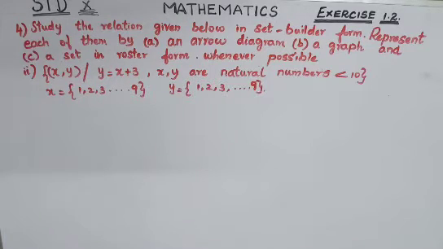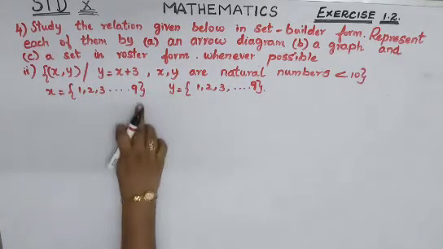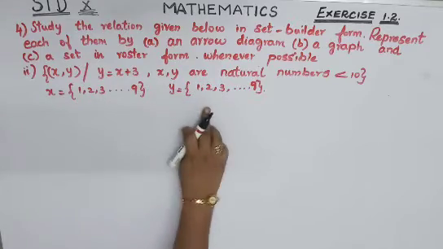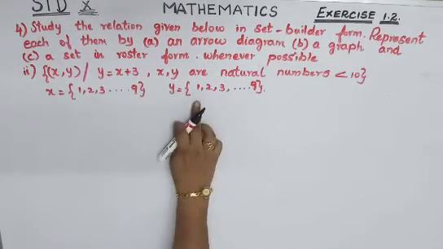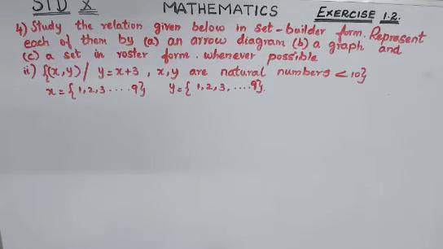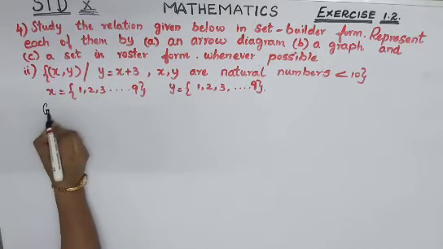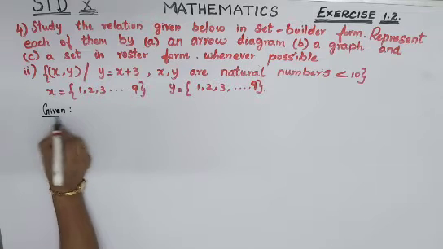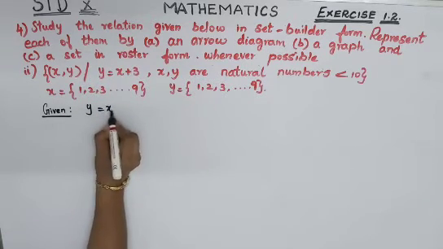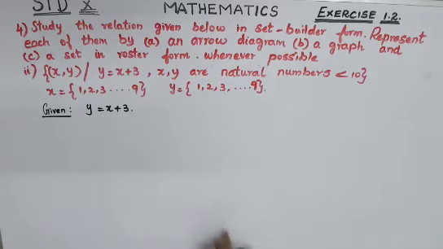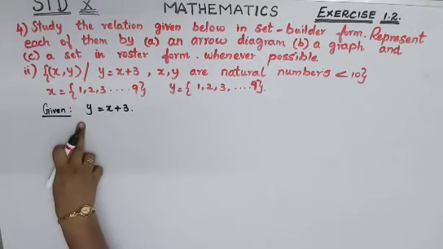Fourth question, second subdivision. Again your set builder format is given: (x, y) such that y is equal to x plus 3, and x and y are natural numbers less than 10. Your natural number starts with 1, so up to 9 you will have to write it. So x is from 1 to 9, and y is also less than 10, so y is also from 1 to 9. So we will just start with the condition given: y is equal to x plus 3. Now you will have to give the value for x and find your y.